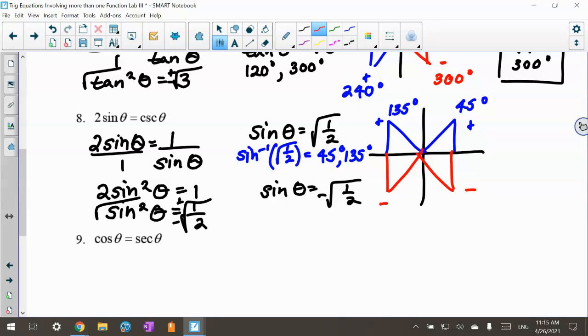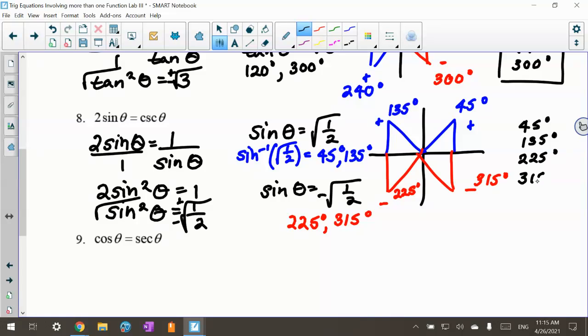I'm now going to come down here in the third quadrant and say 180 plus 45. That's 225 degrees. So that's right here. And then 360 minus 45 is going to give you 315. Okay, so now I have all 4 angles again, which is kind of cool. So I have 45 degrees is the first one, 135 is the second one, 225 degrees is the third one, 315 degrees is the fourth angle that all work to make this equation work.